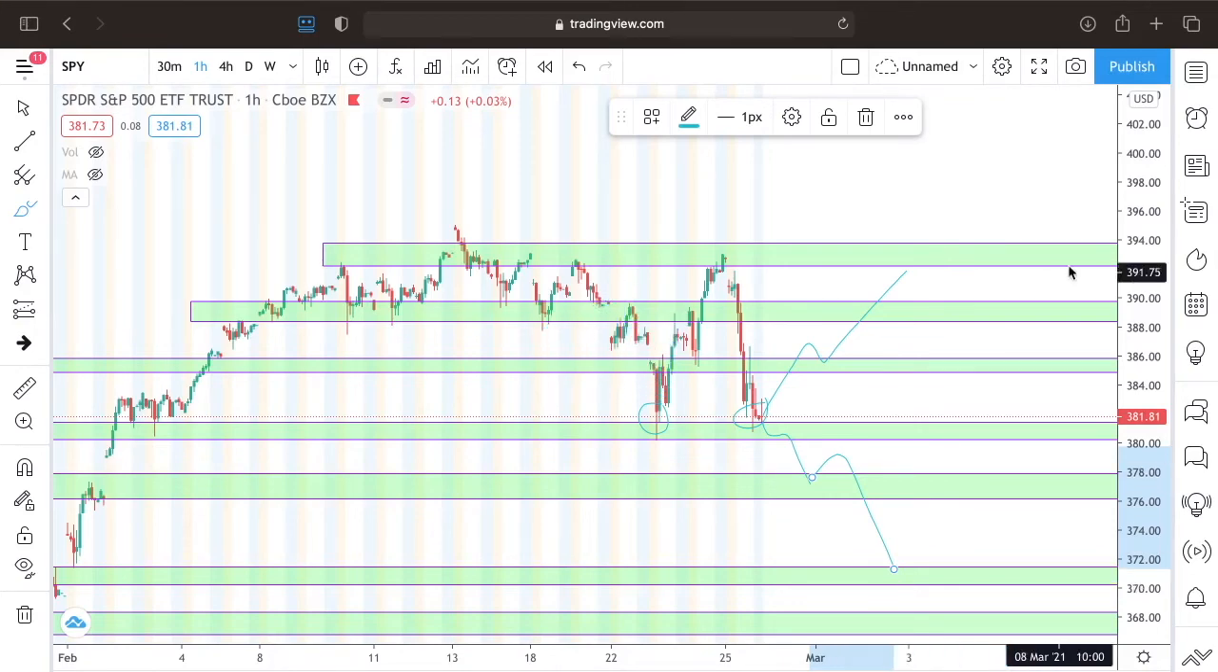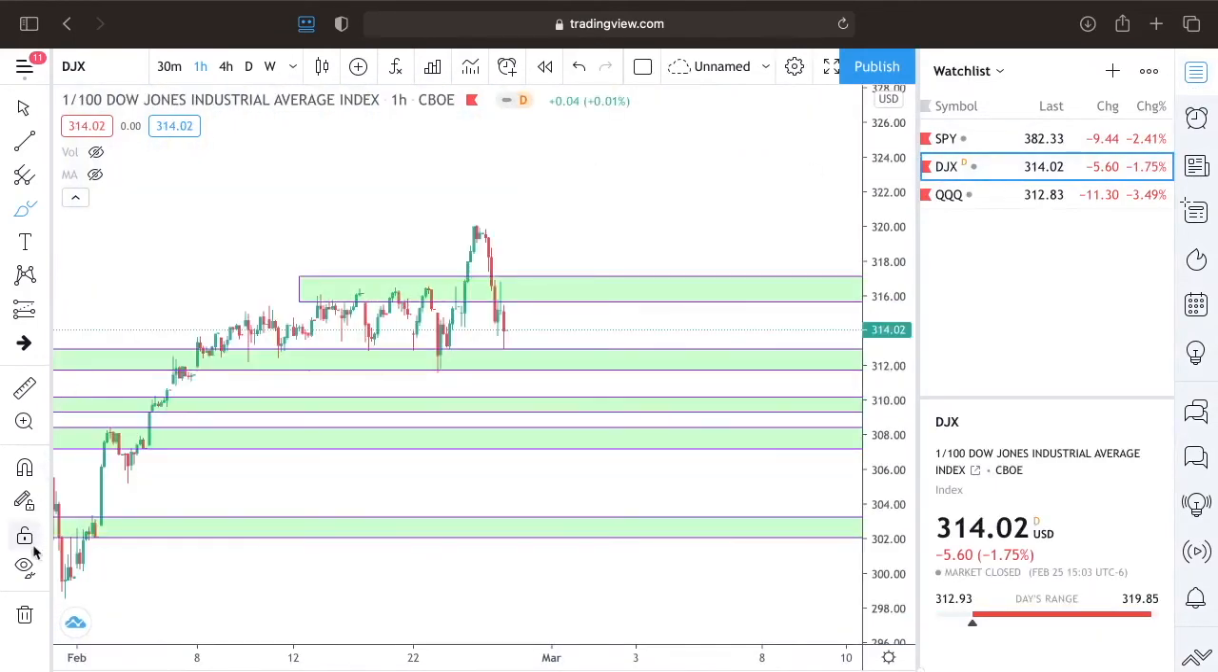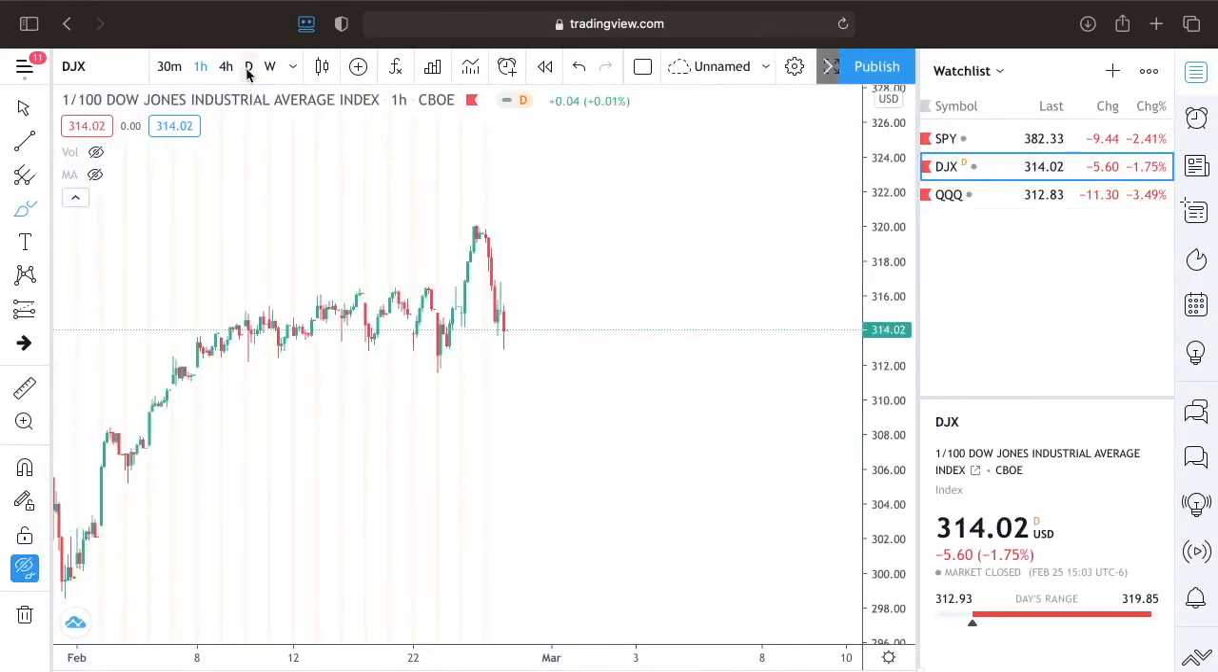Okay, the next index that we'll be taking a look at is the Dow Jones. So let's go on to the Dow Jones. We'll clear the technicals and we'll go on to the daily time frame.